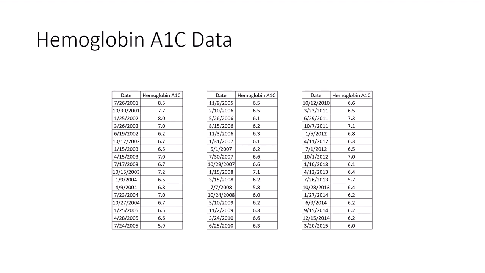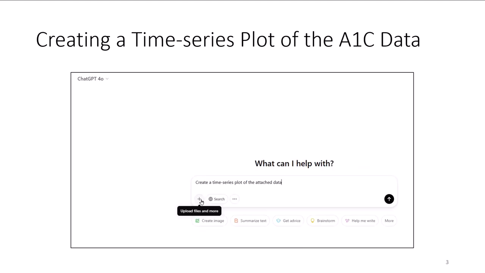This slide shows my friend's A1C test results over several years. I will next present this data in a time series plot. Minitab and JMP statistical software or Excel could create a time series plot of this A1C data. However, to create this plot, I chose an AI approach using ChatGPT. I asked ChatGPT to create a time series plot of an attached A1C Excel spreadsheet.